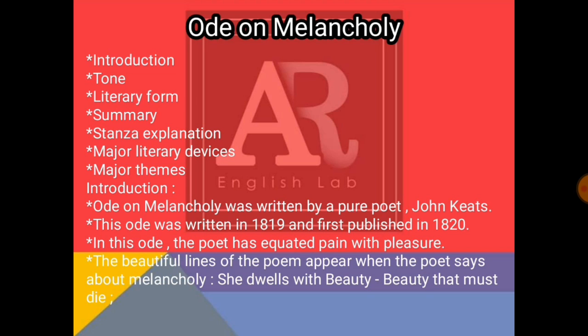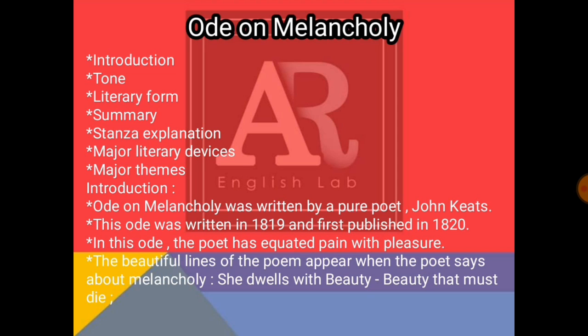Firstly, we are going to discuss introduction. Ode on Melancholy was written by a pure poet John Keats. This ode was written in 1819 and first published in 1820. In this ode, the poet has equated pain with pleasure.